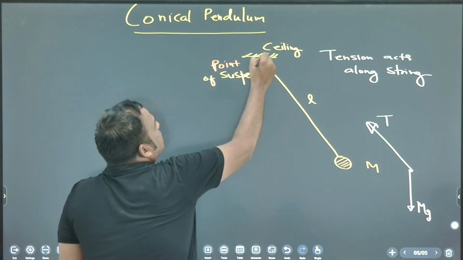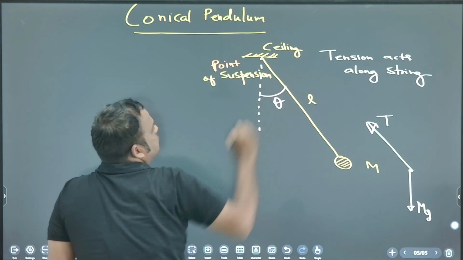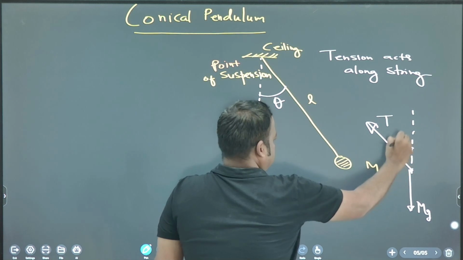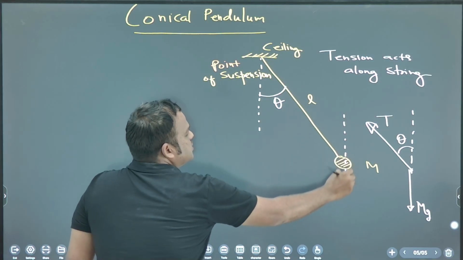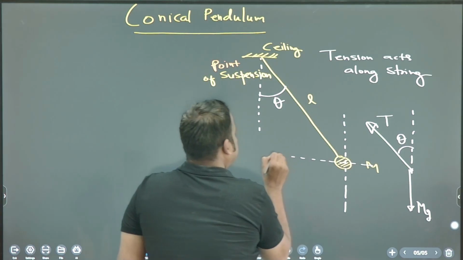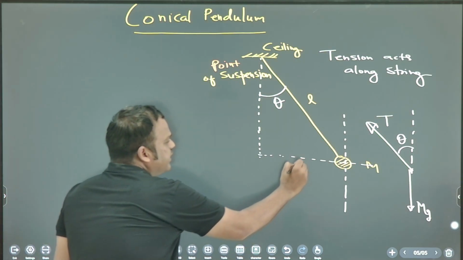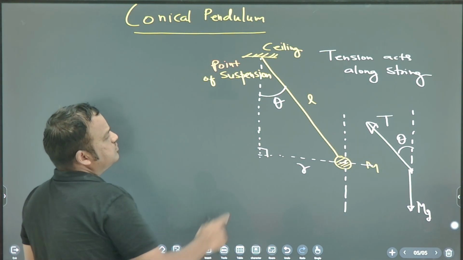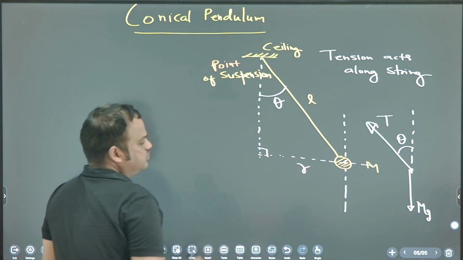Now, what angle is it making with the vertical? Theta. So what angle will the tension make with the vertical? Theta. This is the vertical line, this is the horizontal line. This is the radius, 90 degree. Okay, clear? Length of the string, radius.